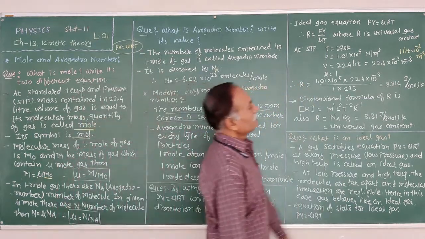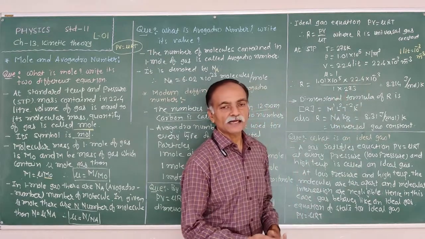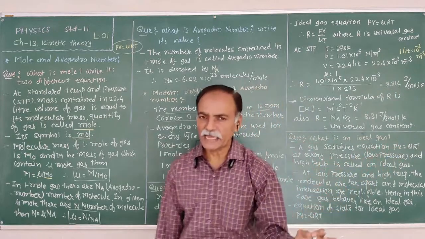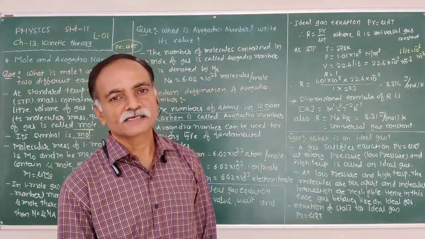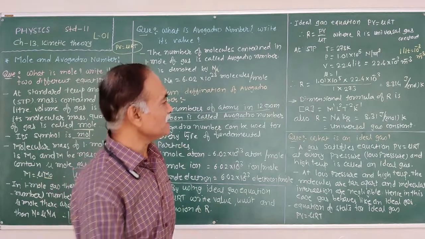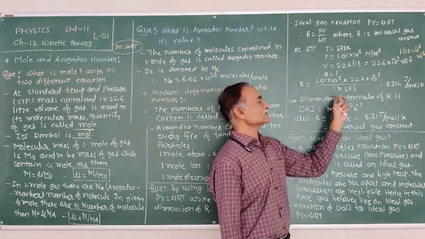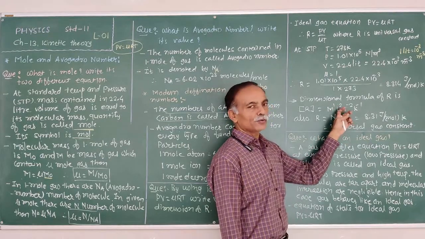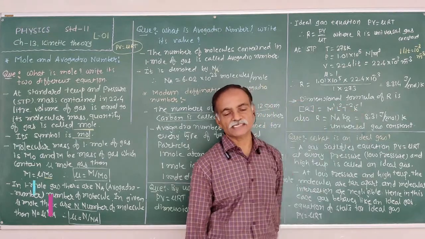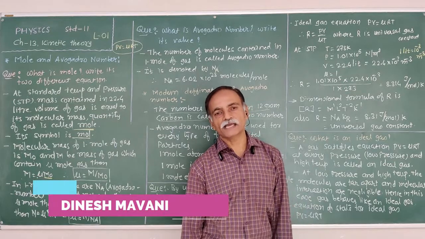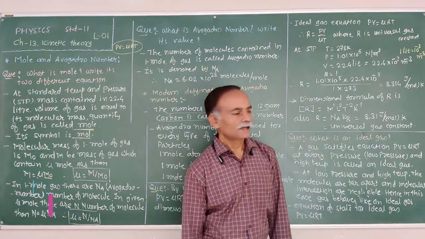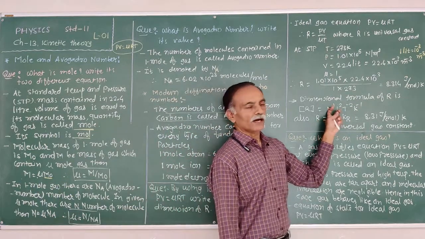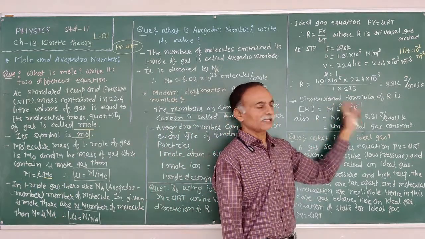Now, dimensional formula. Mu is a unitless quantity, therefore R has units joule per Kelvin. This is the same dimension as the Boltzmann constant. Therefore, the dimensional formula of R is M¹ L² T⁻² K⁻¹, that means joule per Kelvin.